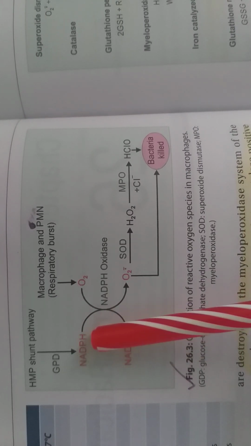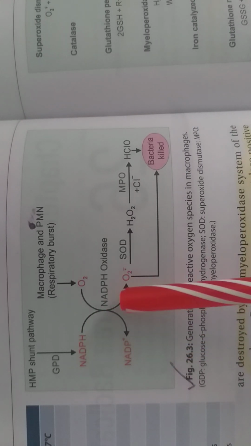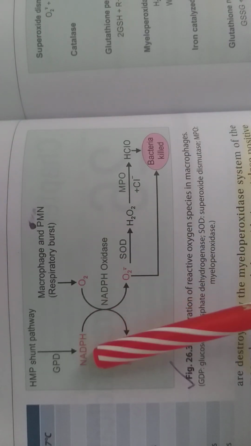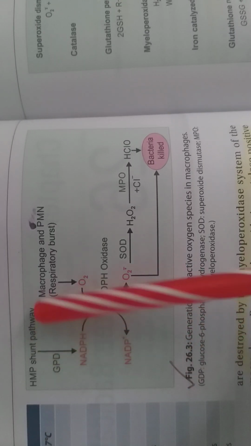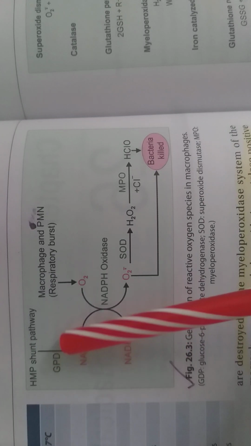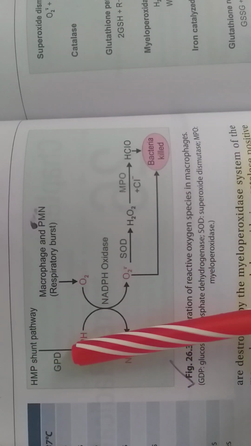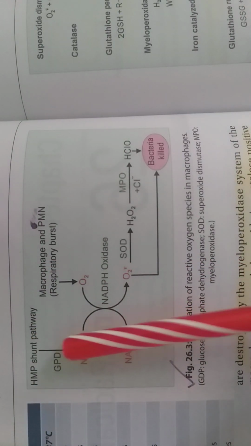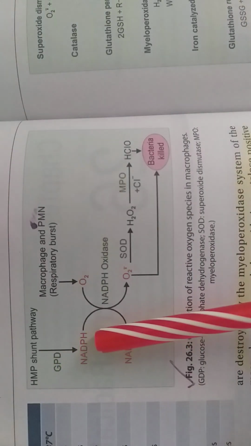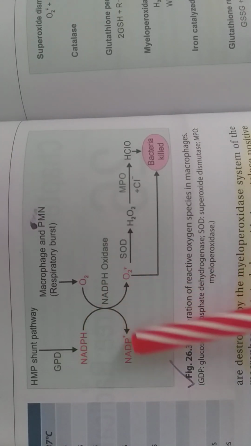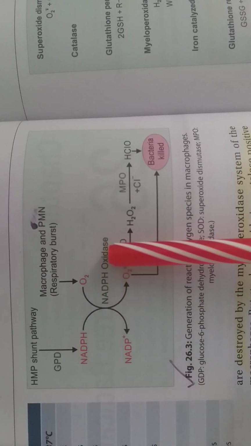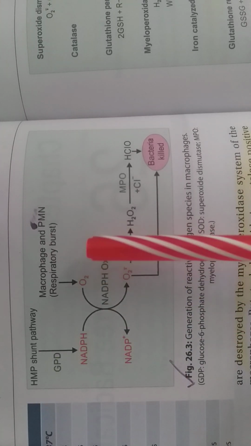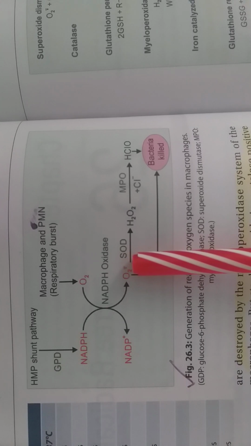The conversion of NADPH to NADP plus takes place with the help of the enzyme NADPH oxidase. And this NADPH is derived from the HMP shunt pathway with the help of the enzyme glucose 6 phosphate dehydrogenase. So through the HMP shunt pathway with glucose 6 phosphate dehydrogenase, NADPH is produced, which is converted to NADP plus with the help of NADPH oxidase, and utilizing that energy, the oxygen molecules taken up by the body are converted to the superoxide anion radical.